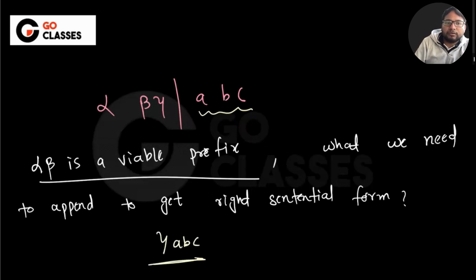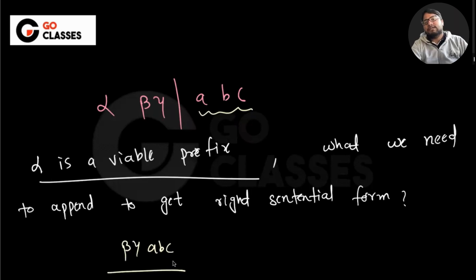Similarly, if I just ask you, can alpha beta gamma be the viable prefix? If yes, then what do you need to append here in alpha beta gamma to get the right sentential form? Just ABC, isn't it? Just ABC. So basically this thing we have seen, right? This bar thing. So this whole thing is called viable, the whole thing is a right sentential form, right?